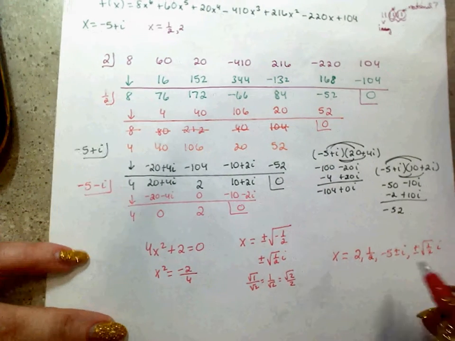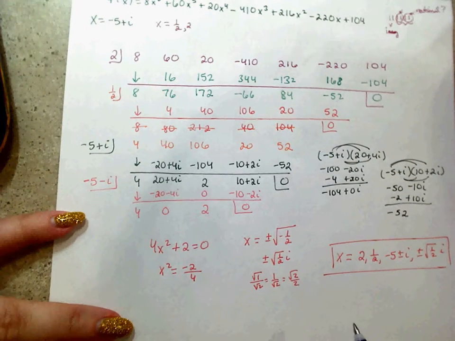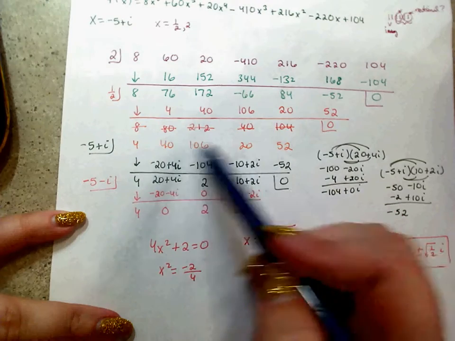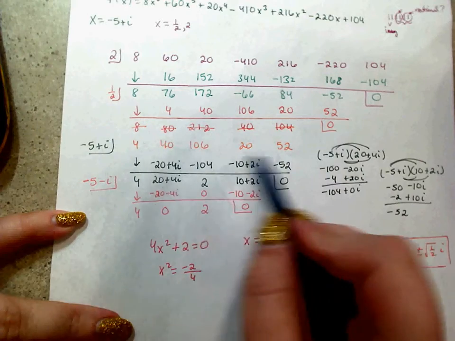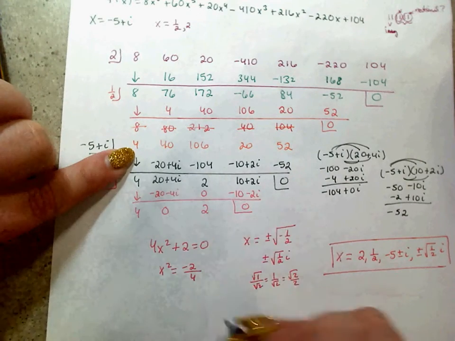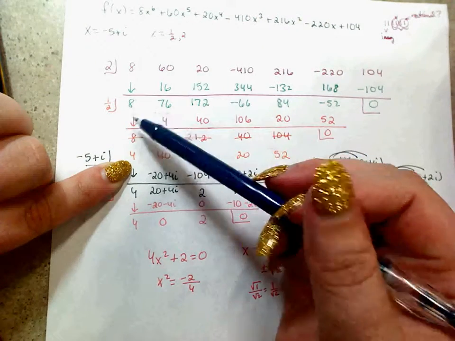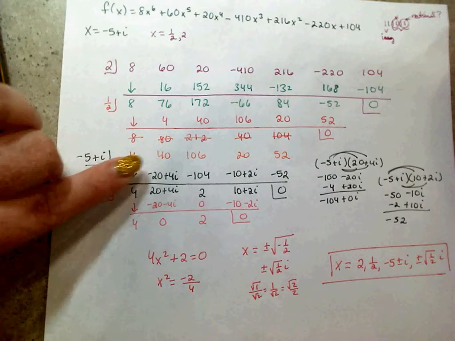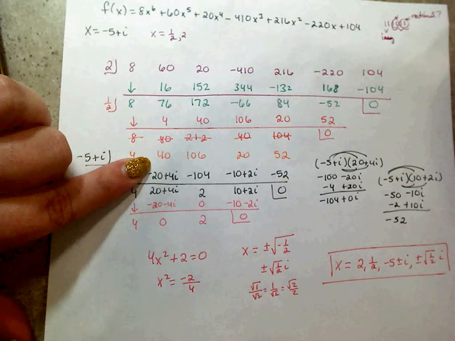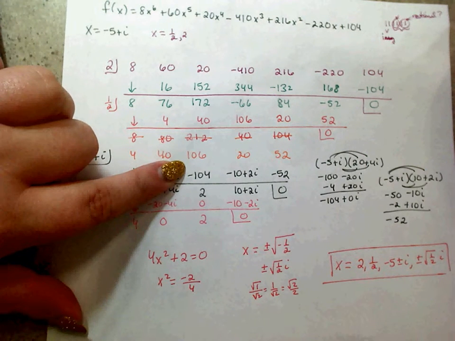Okay, just to reiterate, I would obviously always do this first: synthetic division with rational roots, and then with this quartic. I had a power of 6, and then I divided out 2 of these rational ones. I could do long division with 4x to the 4th plus 40x cubed plus 106x squared plus 20x plus 52. But the question is, what would you be dividing by?